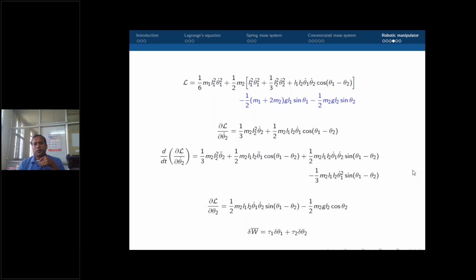But see, how to find the dynamics of 5 and 6 degrees of freedom? A question is there, how to find the dynamics of a 5 or 6 degree of freedom system. The method is the same, the same way you can find it out.